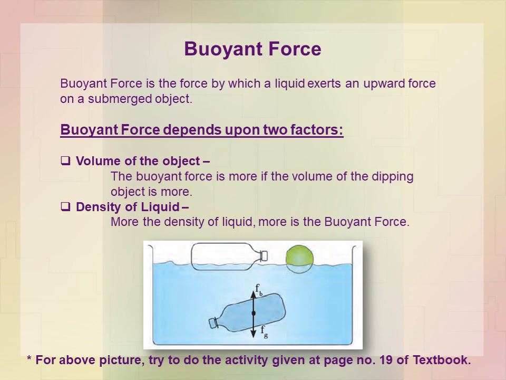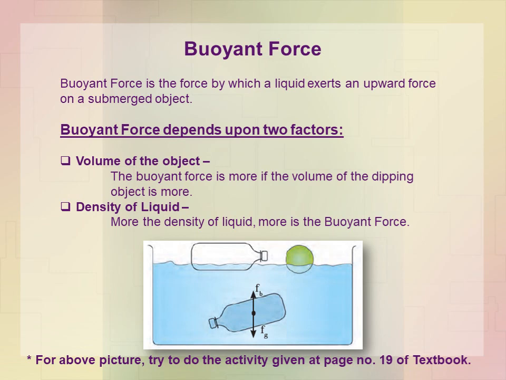Now let's see the new force, buoyant force. Buoyant force is a force by which liquid exerts an upward force on a submerged object. Buoyant force depends upon two factors. First, volume of the object. The buoyant force is more if the volume of the dipping object is more. Second, density of liquid. More the density of liquid, more is the buoyant force.